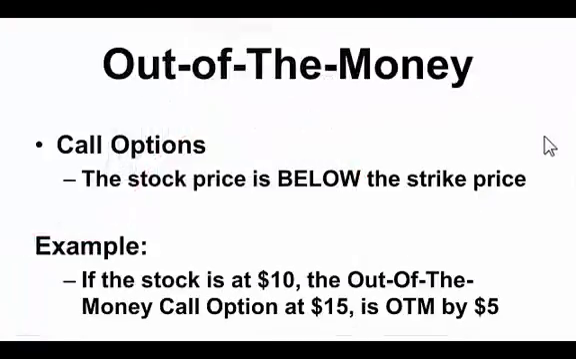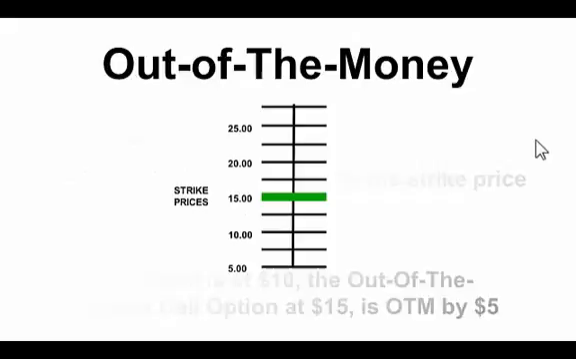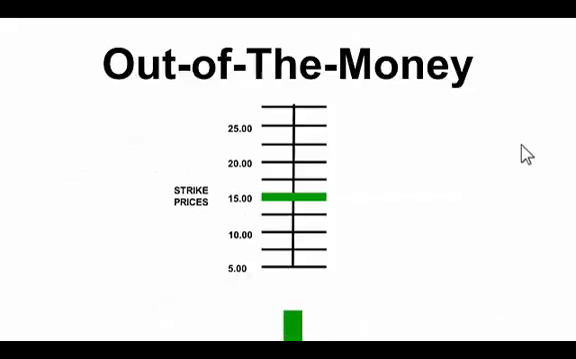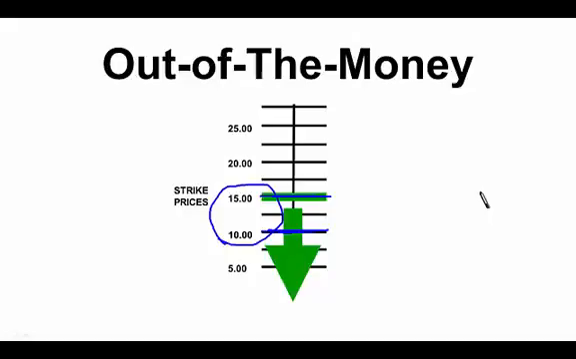Out of the money for a call option is when the stock price is below the strike price. For example, if the stock price is at 10, the out of the money call option at 15 is out of the money by $5. So for example, if the current price of the stock's at $10 and I own the $15 call option, it's out of the money, and it's out of the money by $5.